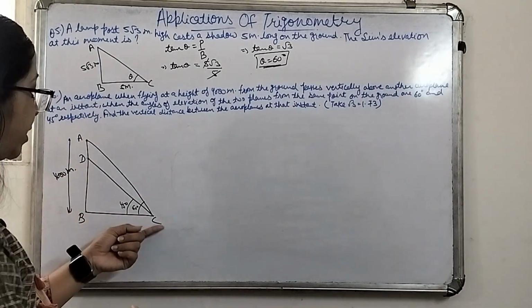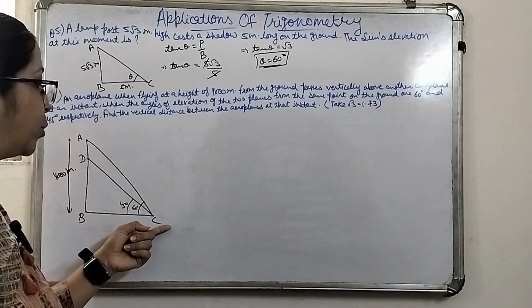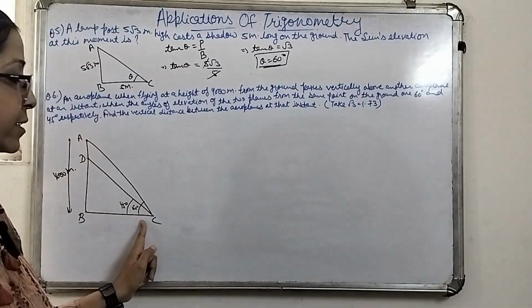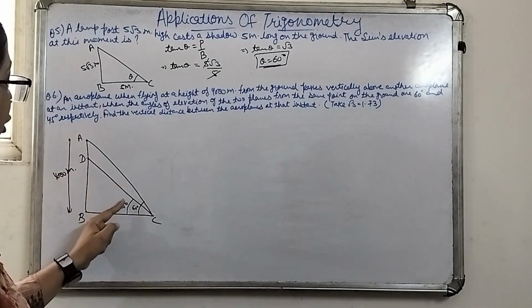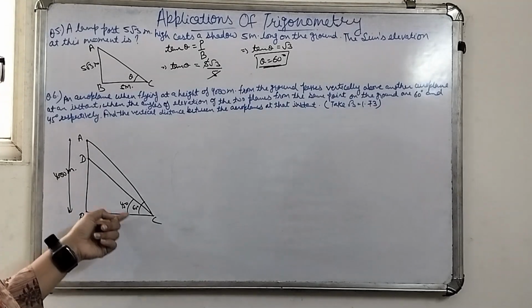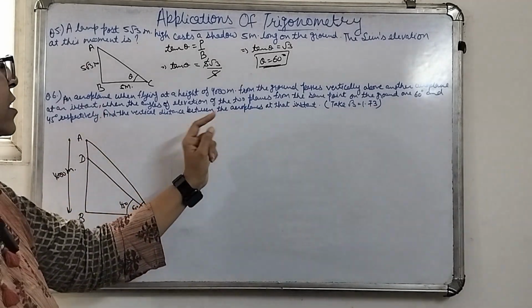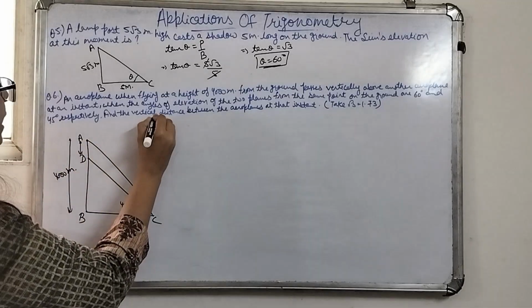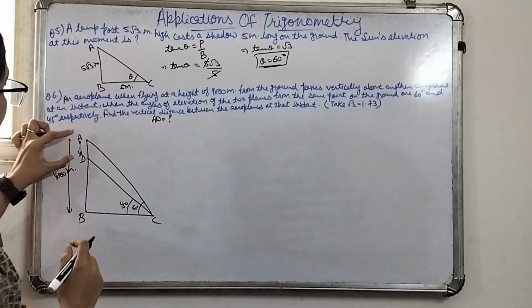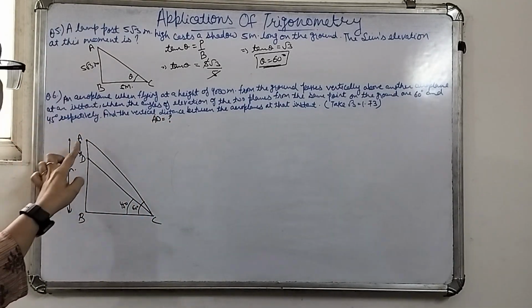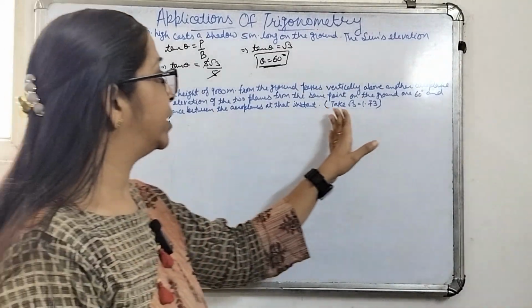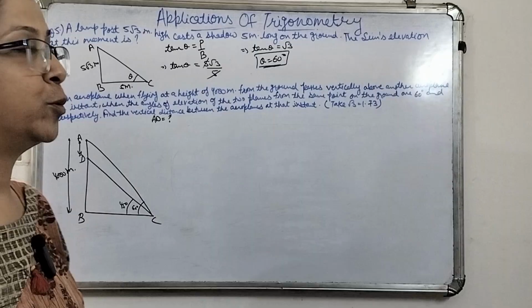Now someone is watching both aeroplanes from a point C. For one aeroplane, the angle of elevation is 60 degrees. For the other aeroplane, the angle of elevation is 45 degrees. We have to find the vertical distance between the aeroplanes. That means we have to find the value of AD. The vertical distance between these two aeroplanes is AD. Given to us is that root 3 is equivalent to 1.73.